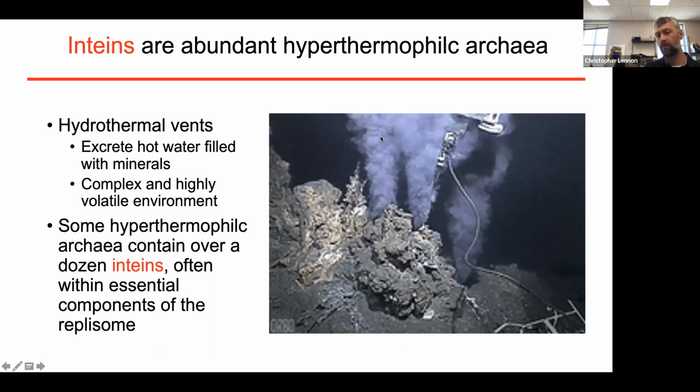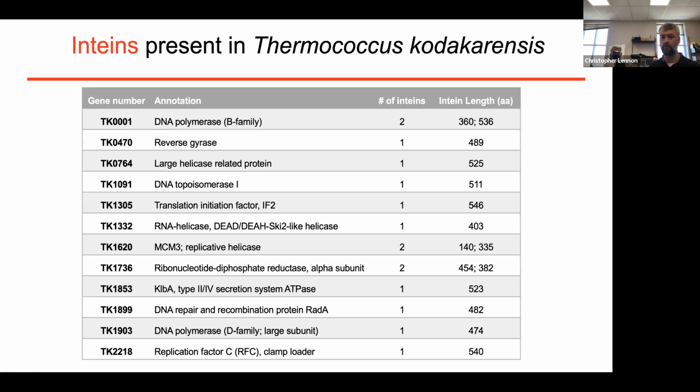So one of these, a model hyperthermophilic archaeon known as Thermococcus kodakarensis, actually has 15 inteins, often within essential genes that are used for DNA replication, recombination, and repair. So we decided to focus on this particular protein, RadA.